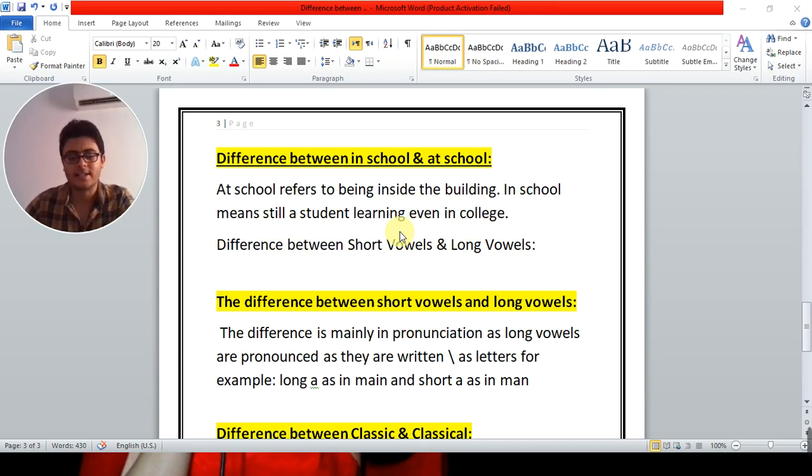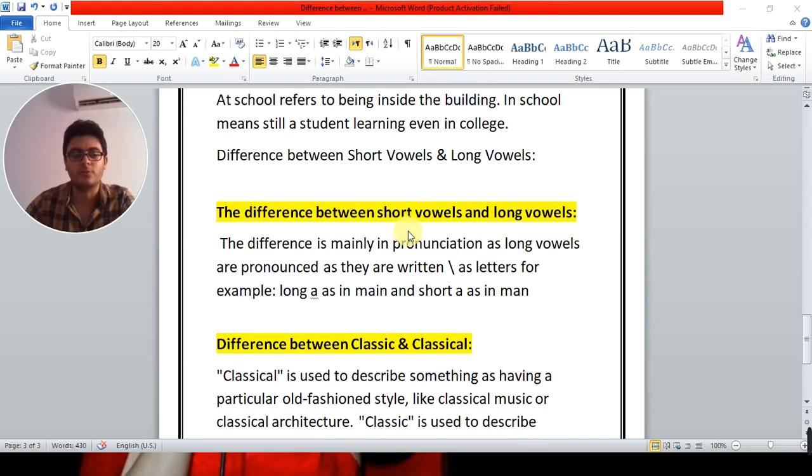For example, I work as a teacher of English, and every day I go in the morning to school from 8 a.m. to 12 p.m. I am at school working, but I'm not in school anymore because I'm not a student anymore. I'm not learning. I'm at school working. So at school means you are inside the building of school, but in school means you are still learning. So there is a difference between both prepositions. Alright, let's move on to the next point.